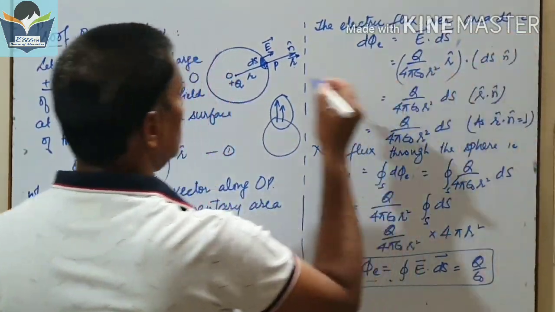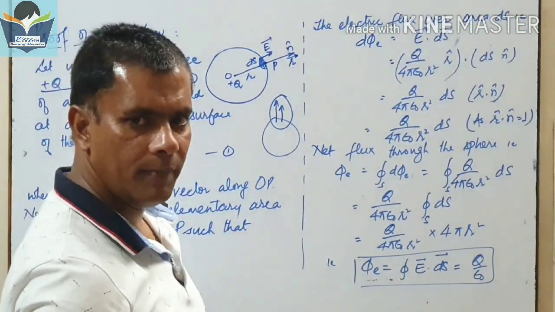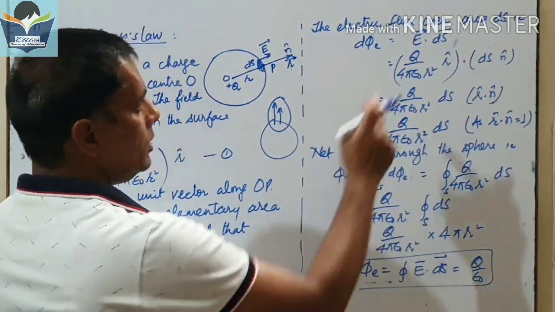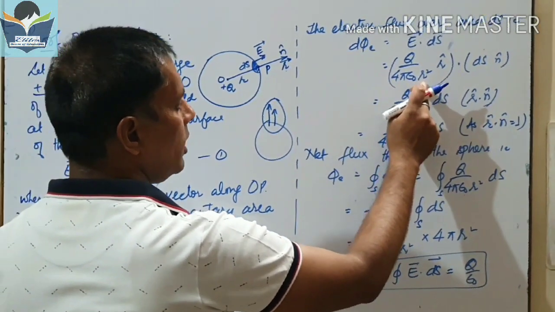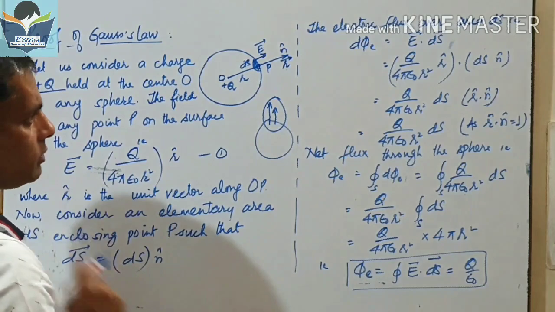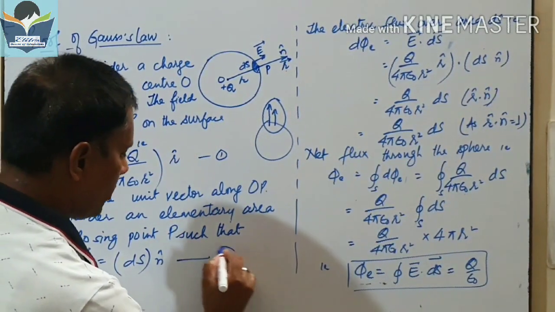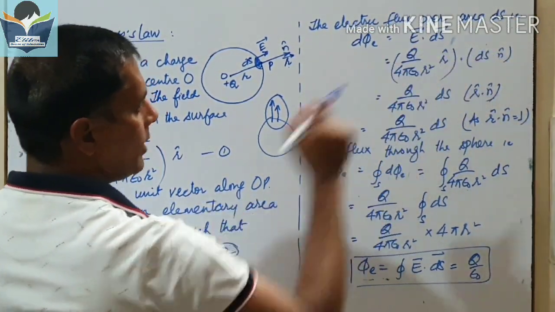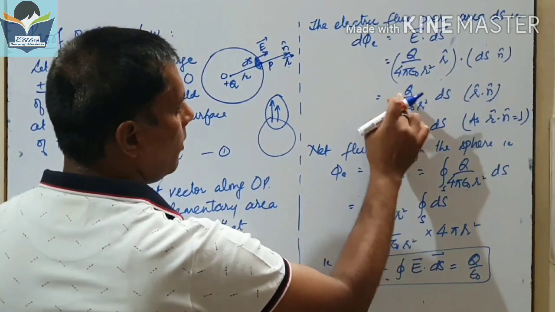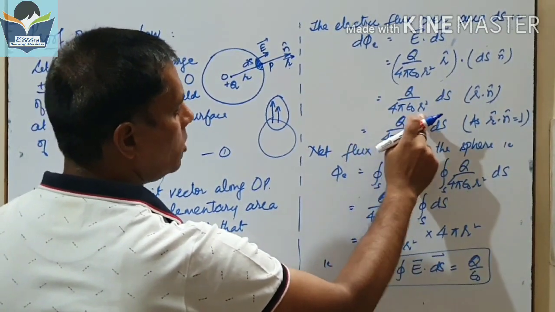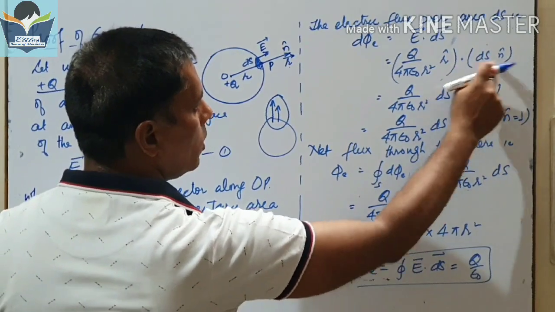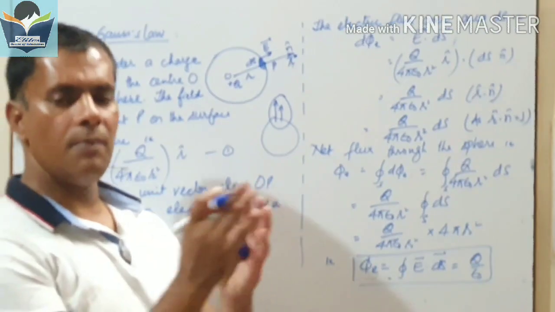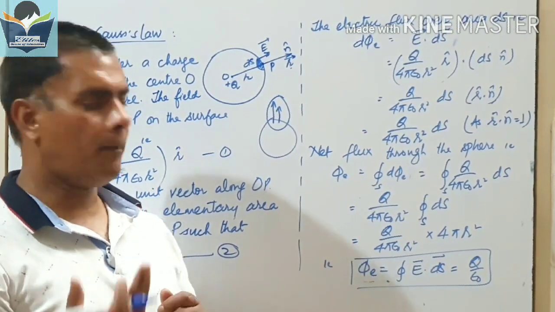So electric flux over this area ds, how much will it be? We just discussed that phi should be equal to E dot ds. E is q upon 4 pi epsilon r square r cap, equation 1, and vector ds is coming from equation 2, that is ds into n cap, the dot product between the two vectors. This can be rearranged to form the equation q upon 4 pi epsilon r square ds into r cap dot n cap. Again, r cap and n cap are in the same direction. Both are radially outward, both are parallel to each other.